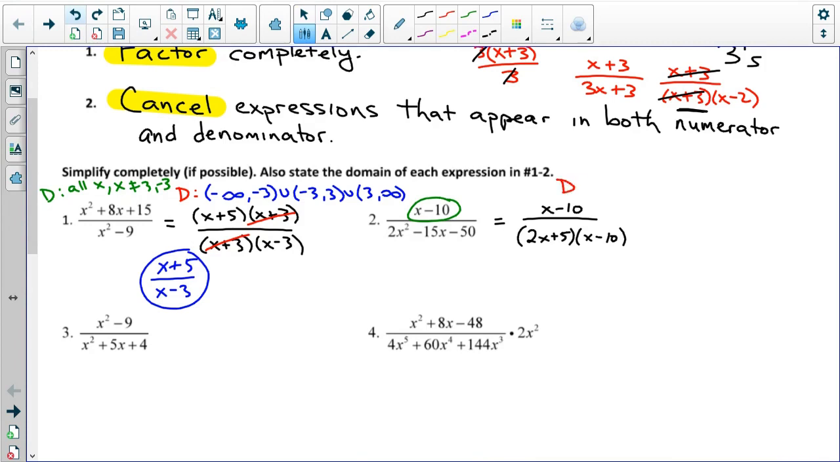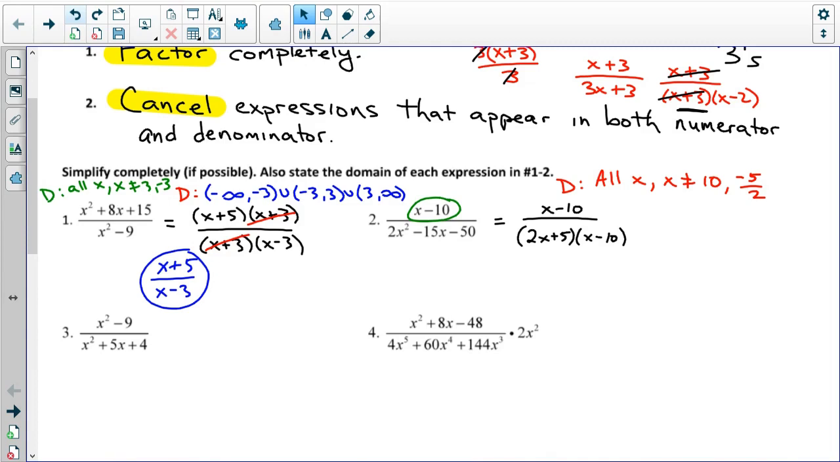The domain of this is all x except x is not allowed to equal 10 or negative 5 halves, because that would make the denominator equal 0. Notice that my domain restrictions are always related to where the denominator is equal to 0. The numerator is allowed to equal 0, because if the numerator is equal to 0, then the function is 0. But if the denominator is equal to 0, then we have a problem.